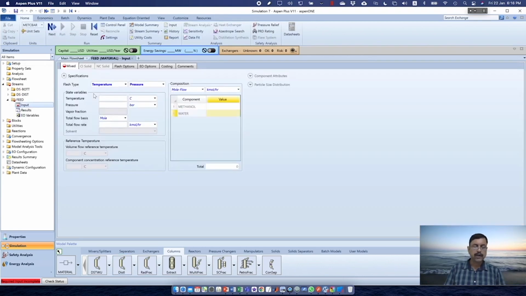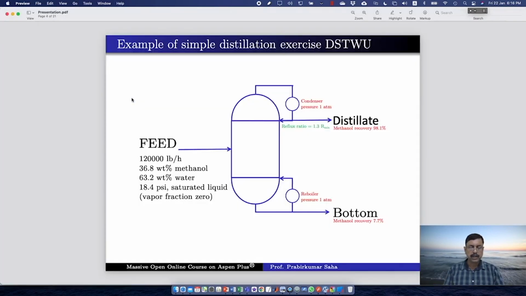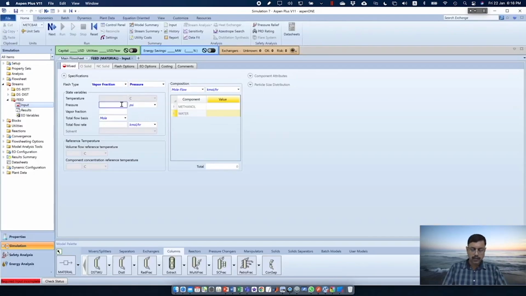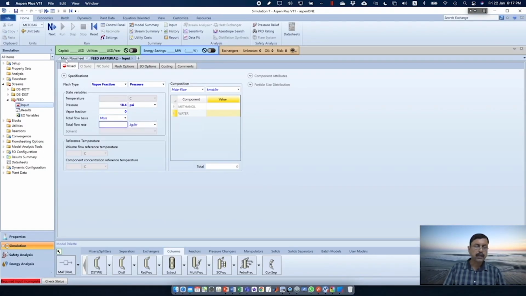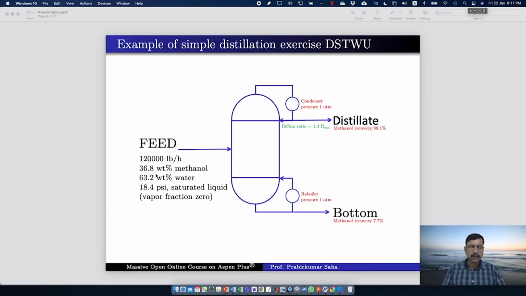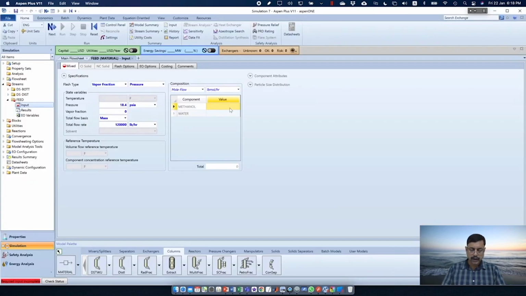Press next. It will ask for input for the feed material. So we have the information. It is at 18.4 psi and vapor fraction 0. The feed rate is 120,000 pounds per hour, mass flow rate. We are using English units, so convert it to 120,000. Mass fraction, methanol is 36.88% and water is 63.12%. So the first one is 0.368 and then 0.632, so the total comes to 1. We have to change it to mass fraction.